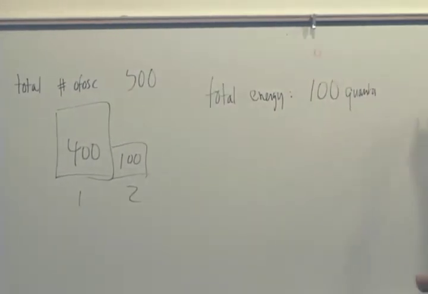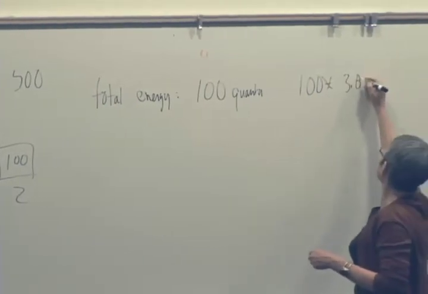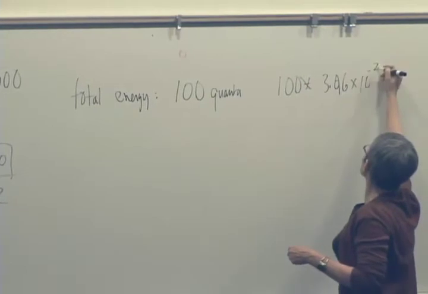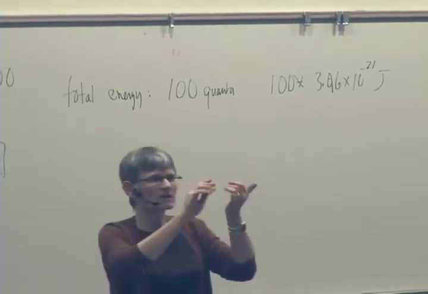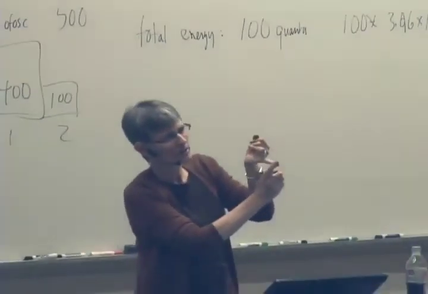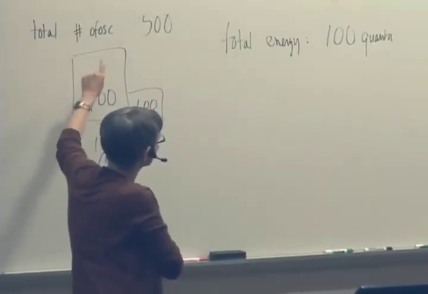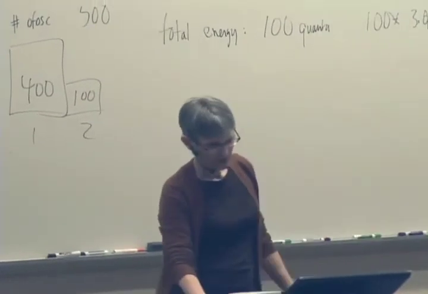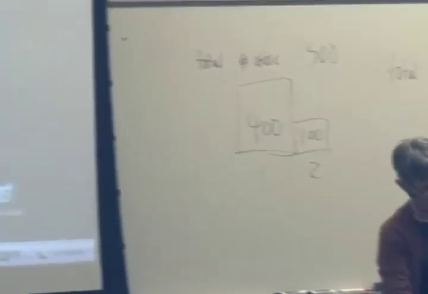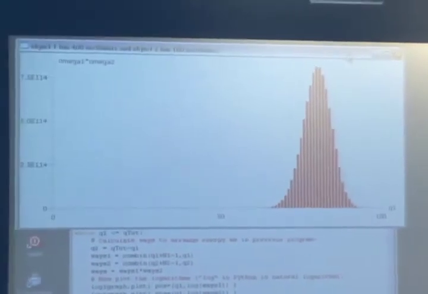So if these are aluminum particles, this is 100 times 3.96 times 10 to the minus 21 joules. And we're going to calculate the number of microstates if there's 0 quanta in this one, the number of microstates if there's 1, 2, 3, and we're going to go all the way up to 100, and then we're going to plot it. And what we get is a histogram. It looks like this. So let's figure out what this histogram means.